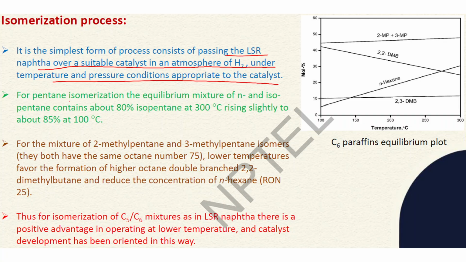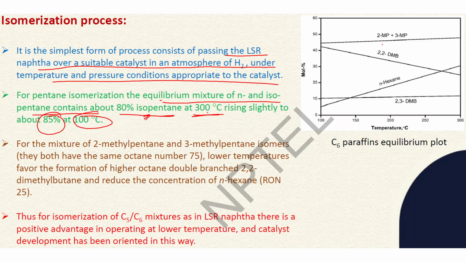For example, during the isomerization of pentane, an equilibrium mixture of N-pentane and isopentane forms, which is almost 80% isopentane at 300 degrees C. If we decrease the temperature from 300 to 100 degrees C, this yield increases slightly from 80% to 85%.